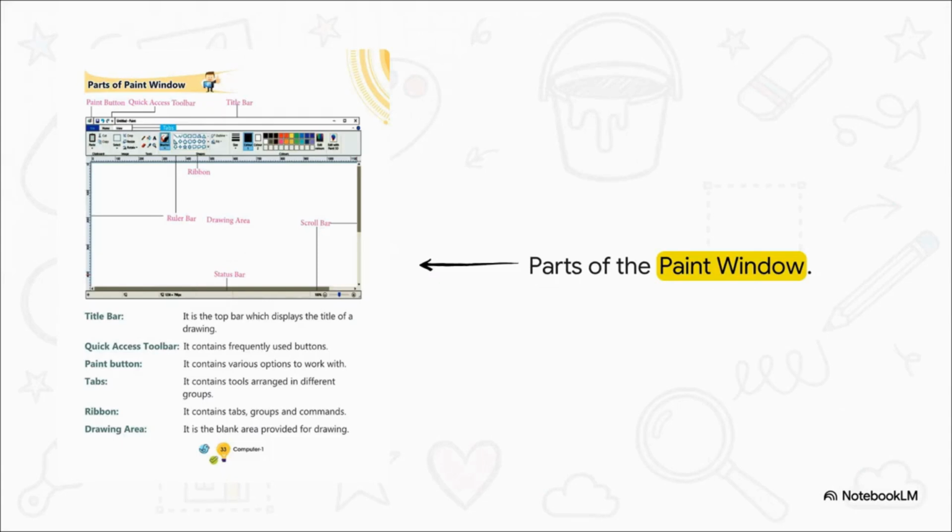Okay, so what are we looking at once it opens? Going from top to bottom, we can spot the title bar right at the very top, the Quick Access toolbar right next to it, and the Paint button. Then below that, we've got our tabs and then this big gray horizontal area packed with all of our tools. That's called the ribbon. Further down, bordered by the ruler bar and scroll bar, is this massive white space, taking up most of the screen. And finally, the status bar sits down at the very bottom.